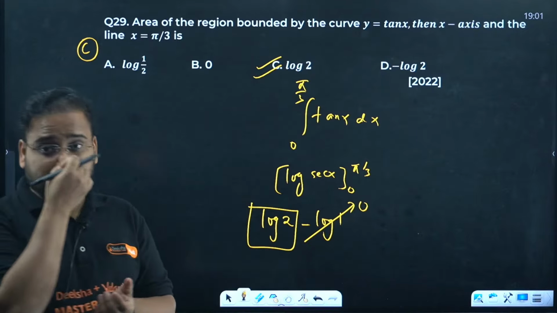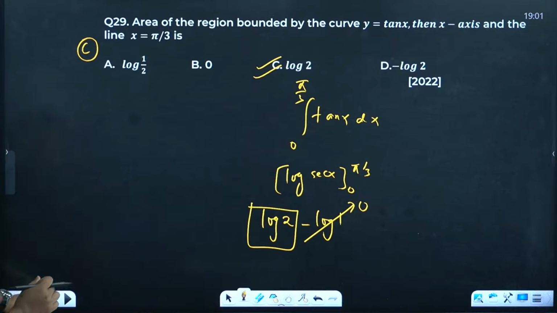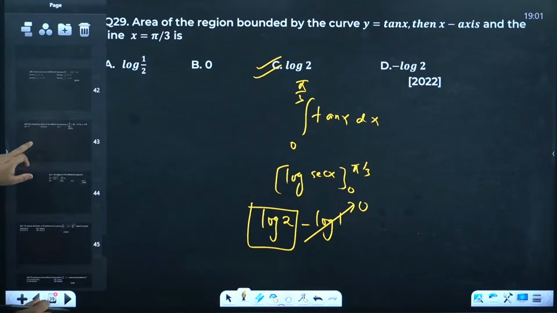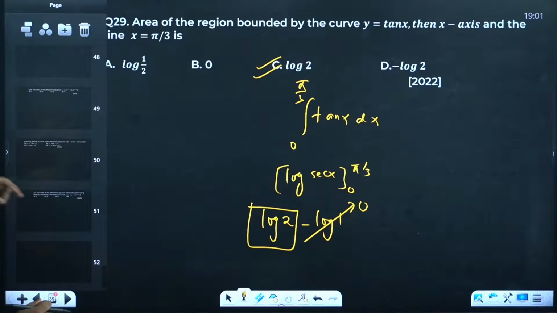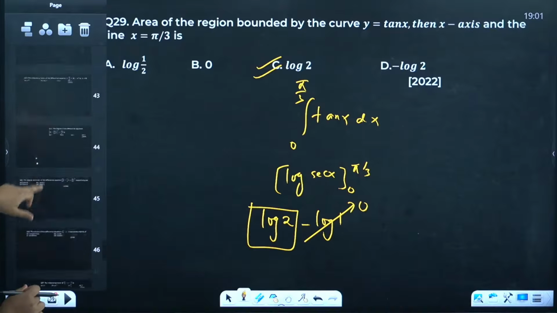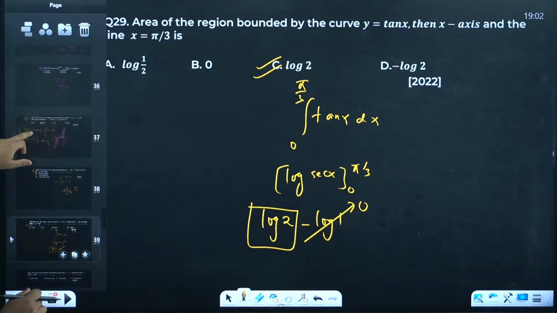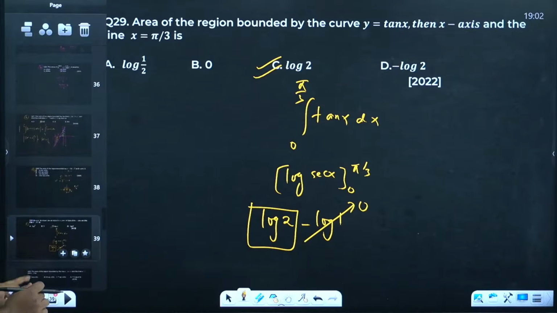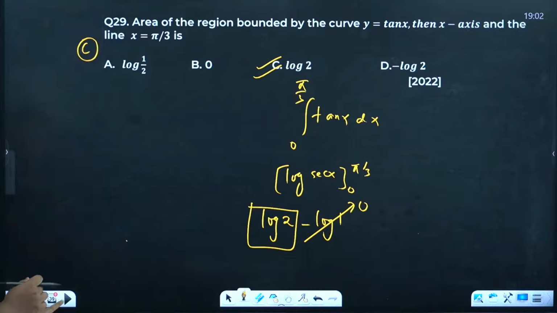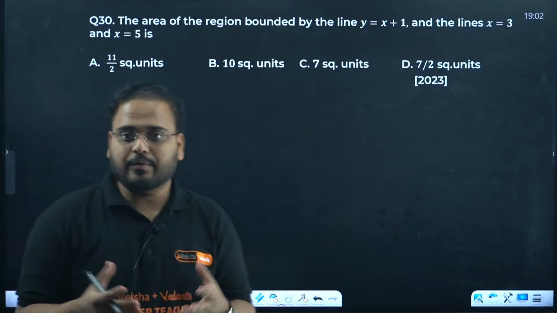Mithun, how many questions are still left? I think I'll show you. We are on the 39th slide right now. So I think 12 questions are there. Yeah, 51 is the last. So 12 more questions, Mithun.